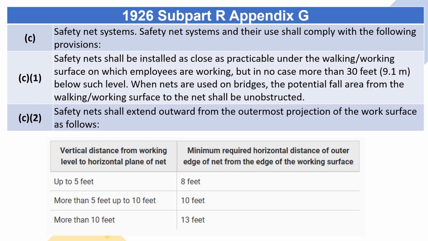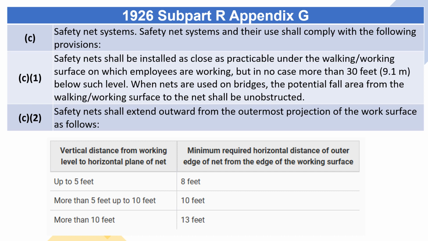If the vertical distance from working level to horizontal plane of net is up to 5 feet, the minimum required horizontal distance of outer edge of net from the edge of the working surface is 8 feet. If the vertical distance from working level to horizontal plane of net is more than 5 feet up to 10 feet, the minimum required horizontal distance of outer edge of net from the edge of the working surface is 10 feet.